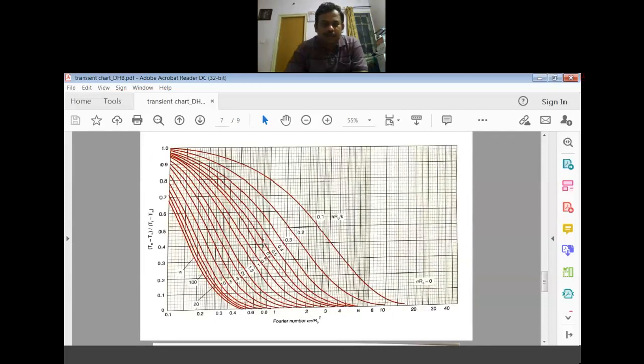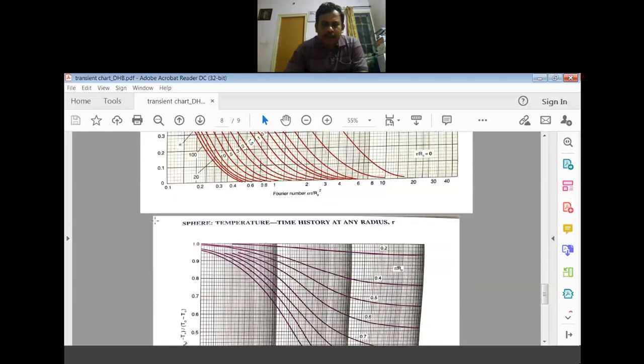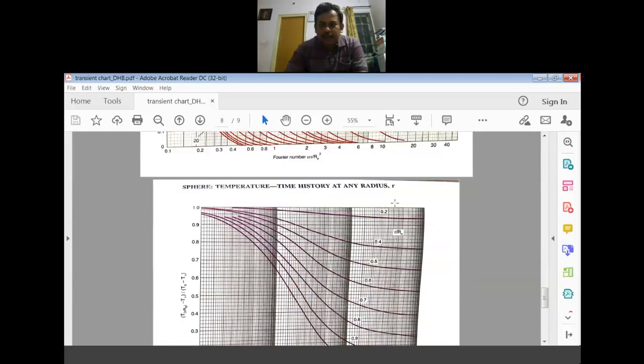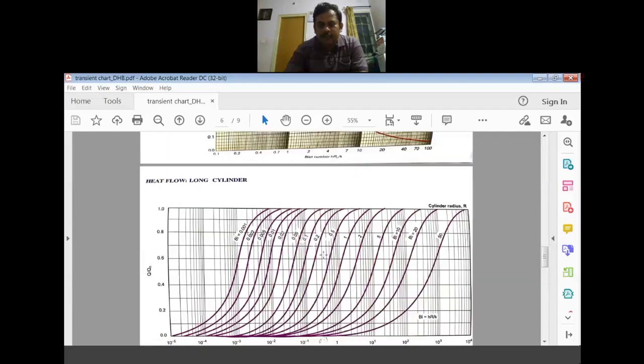Similarly, the sphere is also the same: time history at the center, time history at any radius r, and finally heat flow. So for each geometry there will be three charts.